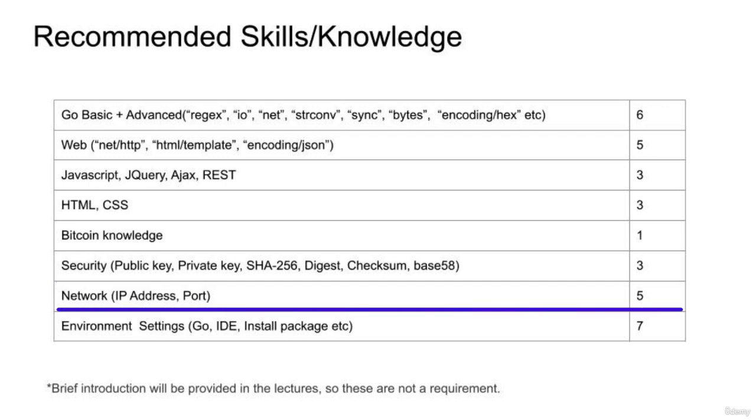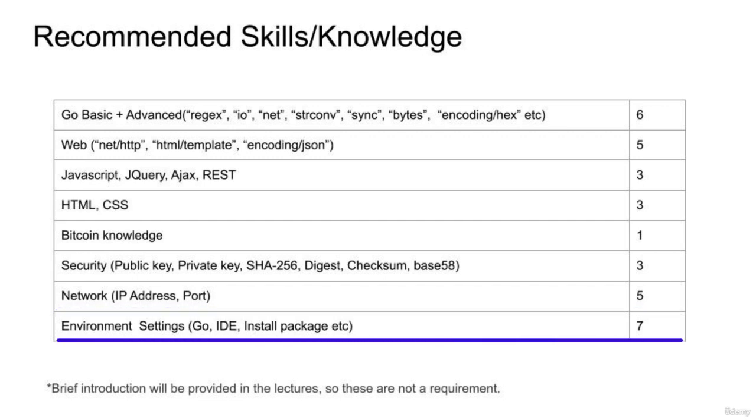Next is network. This time we're going to launch the blockchain node, so if you're familiar with IP address and port, this course may be easier to understand. And last is environment settings. Depending on what version of Go you download, you may see that there are differences between the download process. There may be slight differences between the Go versions and also IDE. If you're familiar with how to download these, you shouldn't have any problem with this course.